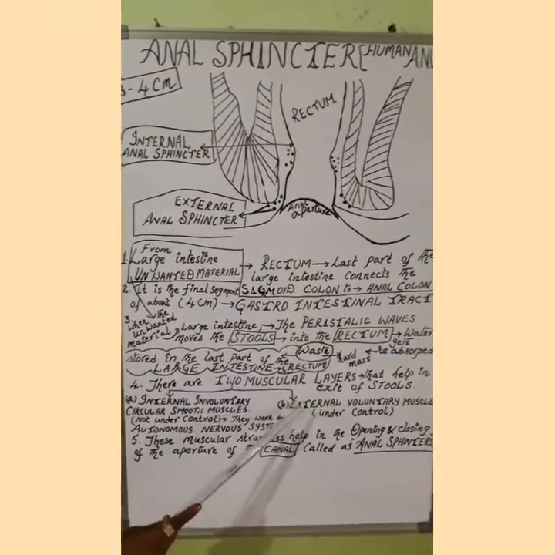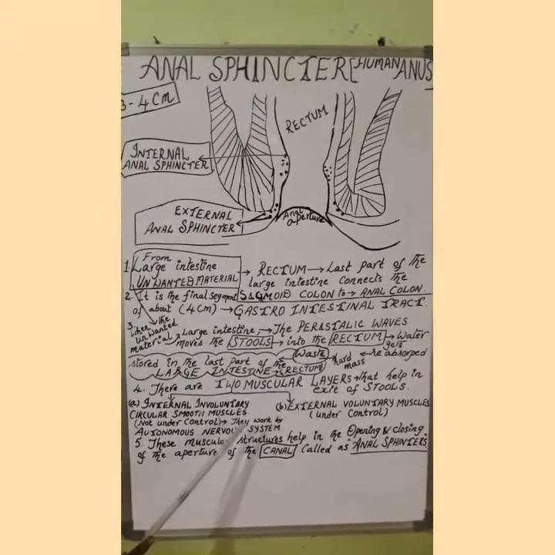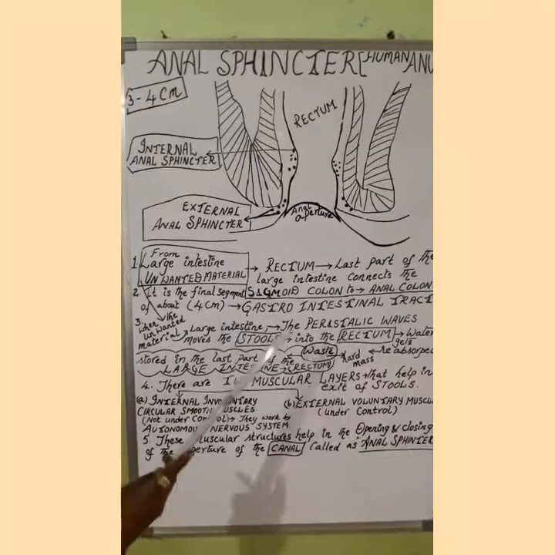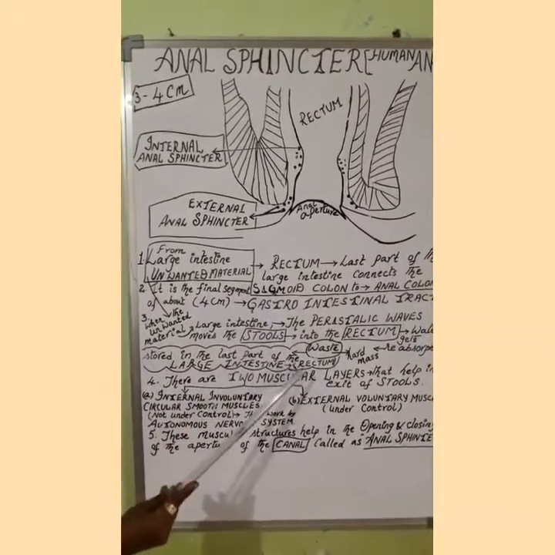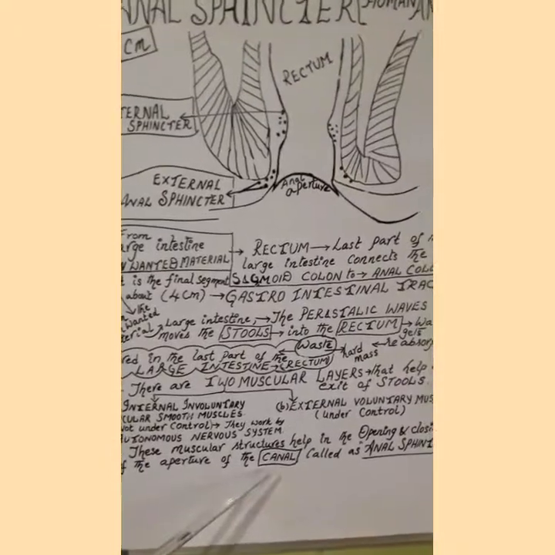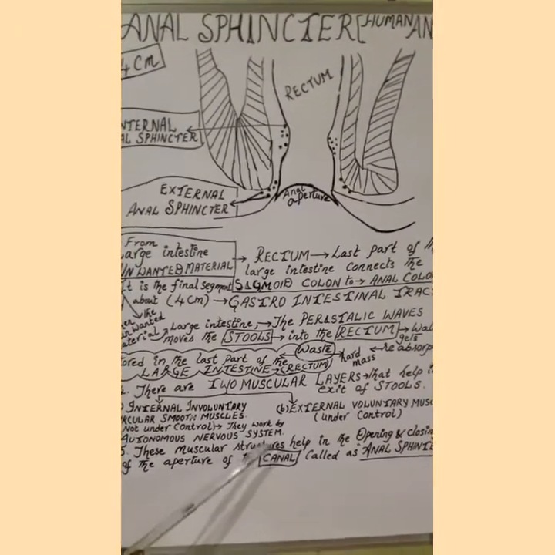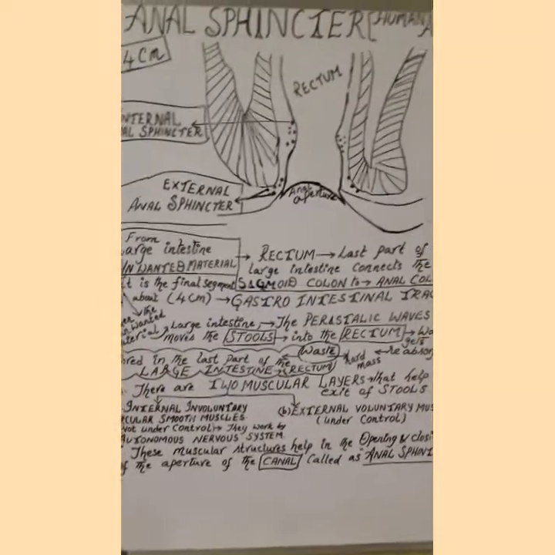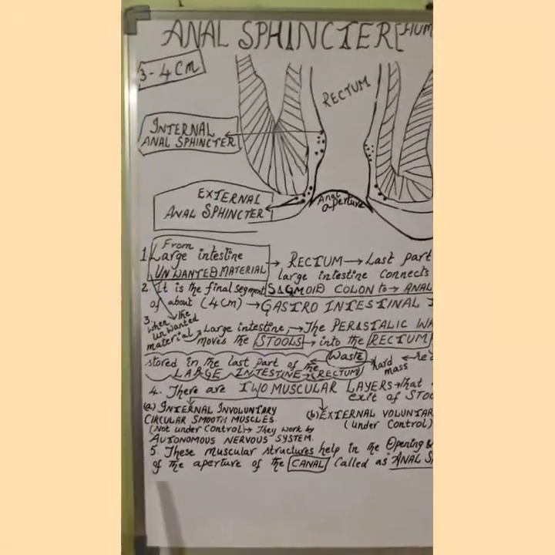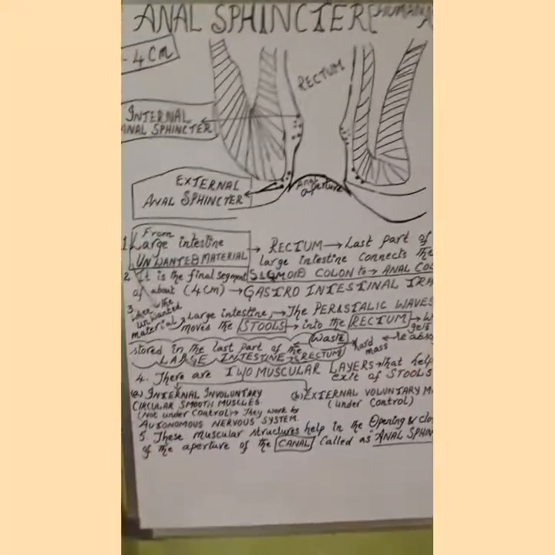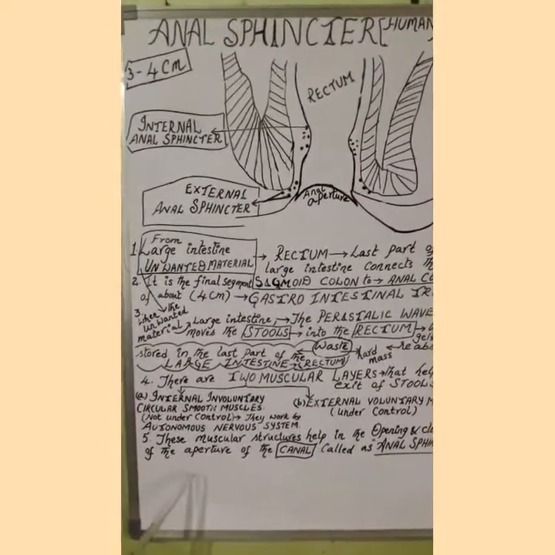These 2 muscular structures help in opening and closing the aperture of the anal canal, which we call sphincters. This smelly yellowish fecal mass, called stools, is later expelled out of the body through the anus. Now let's conclude.